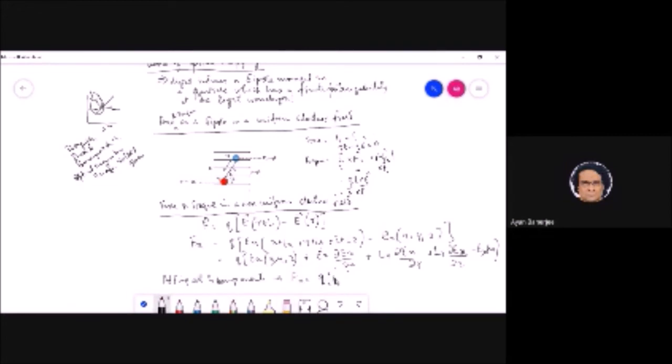Q ex dot del ex, right? Which means that finally your F is nothing but QE, which is nothing but P dot del E, right? This is a very, very important expression. This is what we do. So this is clear, very simple, right?